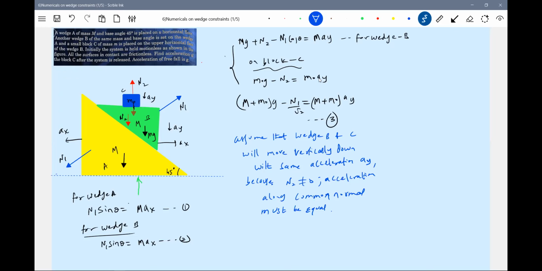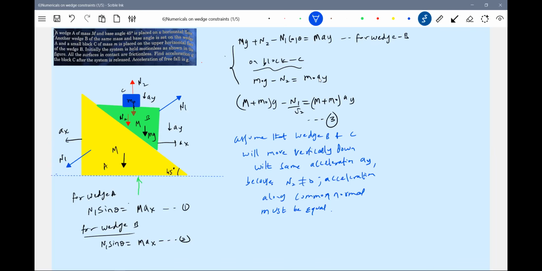Now for the wedge A and B, what can you write? N sin theta, N sin theta, so there's no problem. That's why I wrote it separately. Now let's analyze what the unknowns are. You start counting the unknowns: N1, N2, ax and ay. Am I right? ax, ay, N1 and N2. So we need more equations.